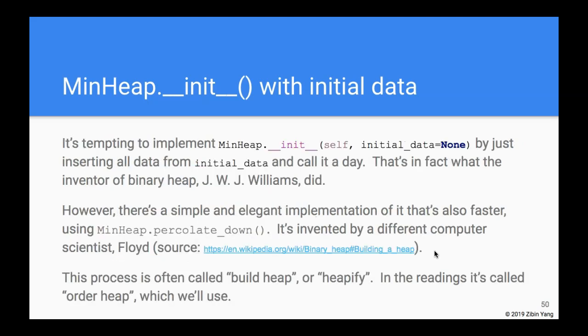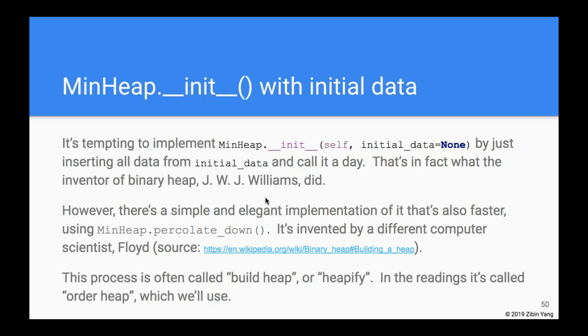Now, since we've done this before in our test, it would be very tempting to just write the initializer with initial data by just inserting all the data from initial data one by one, like we did in the test, and then be done with it. And that's in fact what the original author of binary heap, Williams, did back in the days.